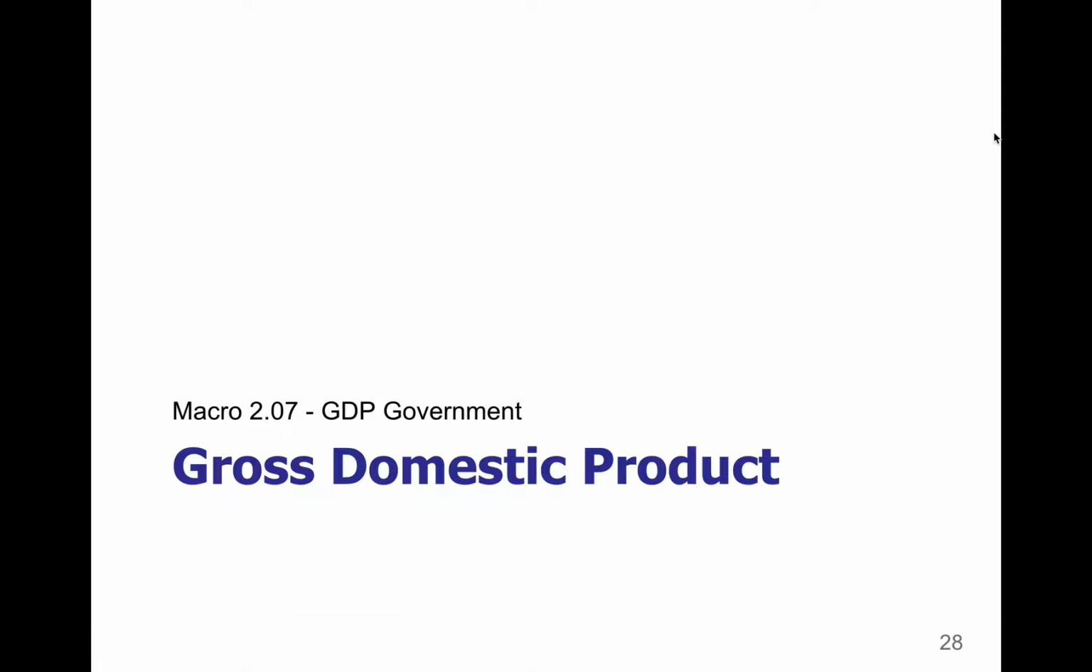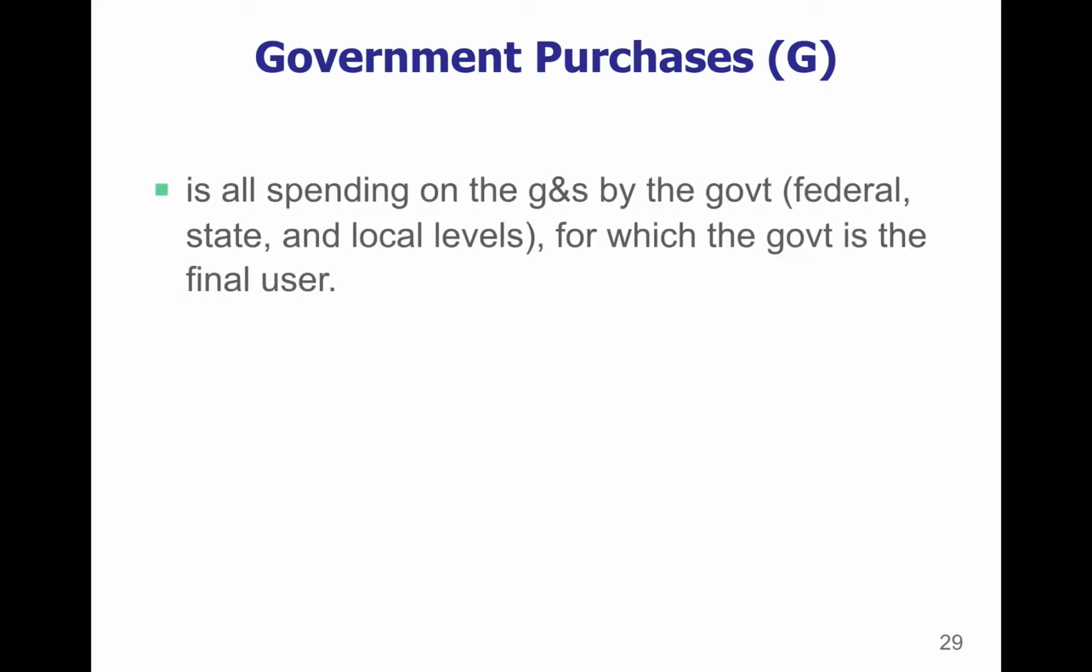This is your macroeconomics video for GDP Government. The government category is the third category of gross domestic product. Remember, this category means things that are purchased by the government that they intend to keep and use to provide goods and services to their citizens.